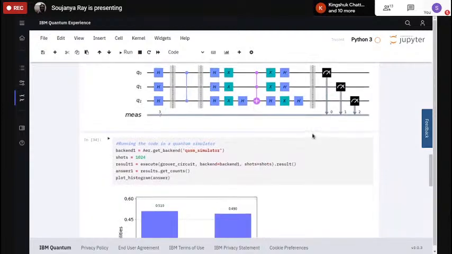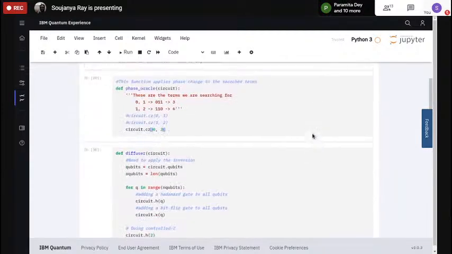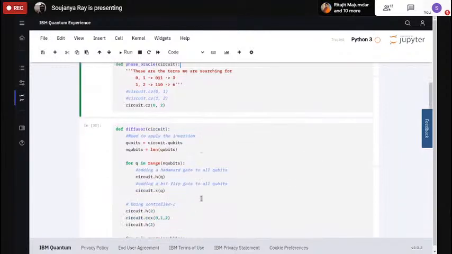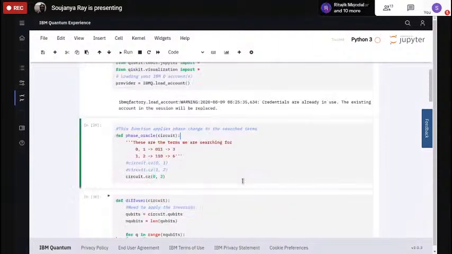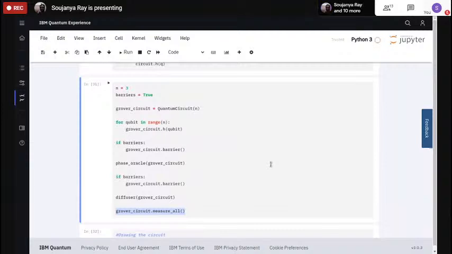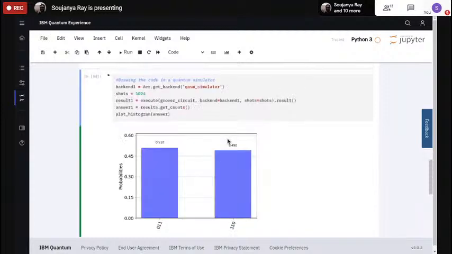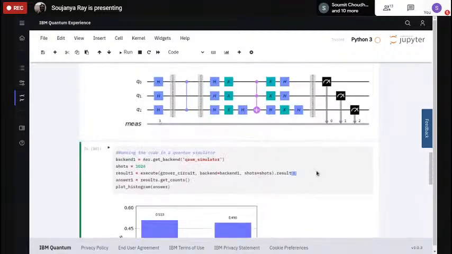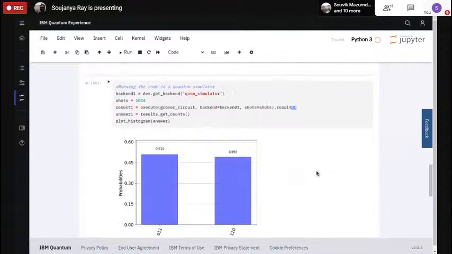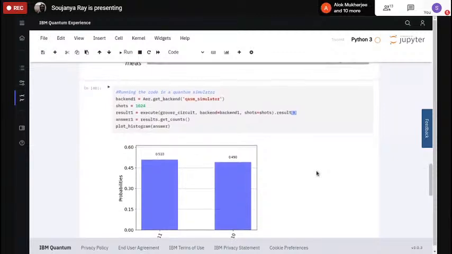There's a problem. Oh, I think we are having some problem. I will need time to debug. We can move on then because we are running out of time.